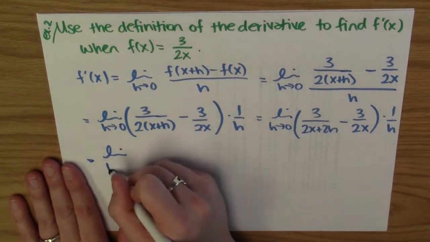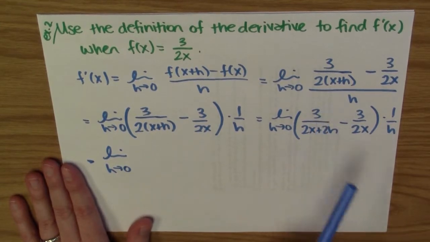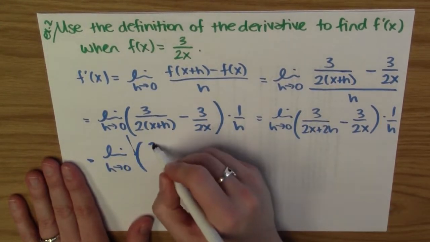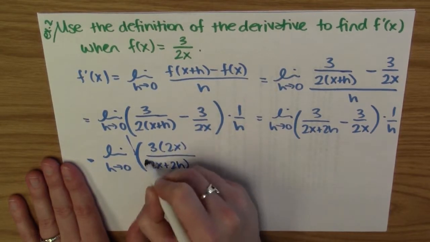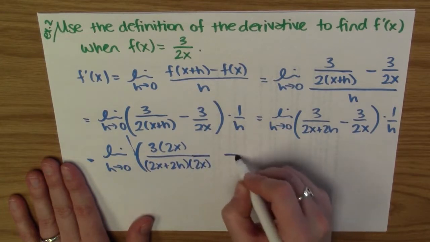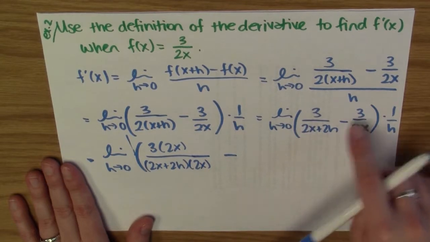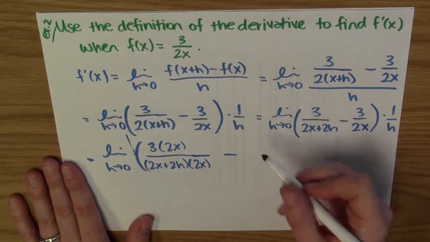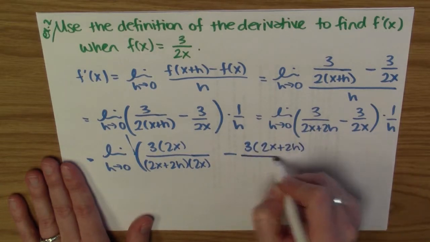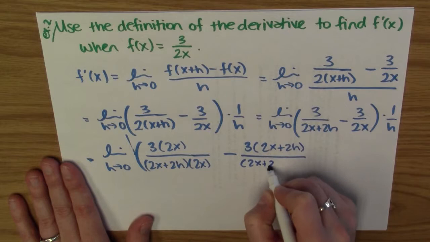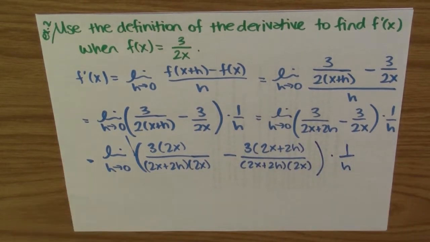So I have the limit as h approaches 0. This first fraction I have to multiply by 2x over 2x. So this is 3 times 2x over 2x plus 2h times 2x minus, and here in this fraction it needs this denominator, so I multiply by 2x plus 2h over 2x plus 2h. So I have 3 times 2x plus 2h over 2x plus 2h times 2x. This is all being multiplied by 1 over h.